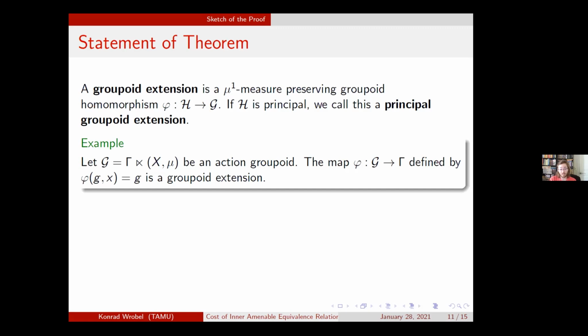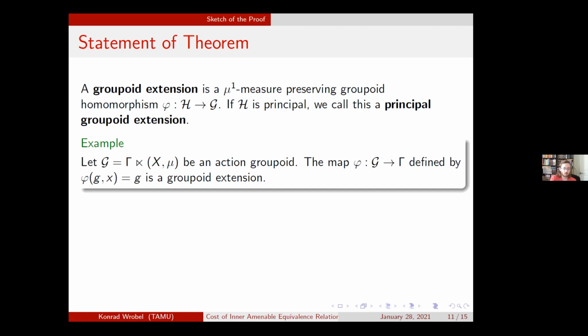As a demonstrative example, if we have an action groupoid, then the map that goes from the action groupoid to the group that was acting is a groupoid extension. So this action groupoid is a groupoid extension of the group gamma.